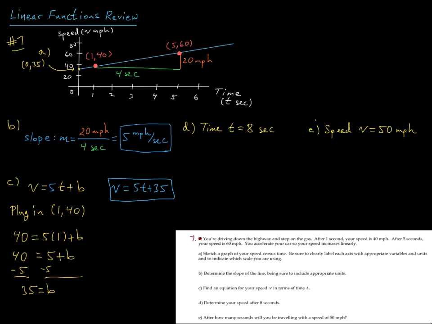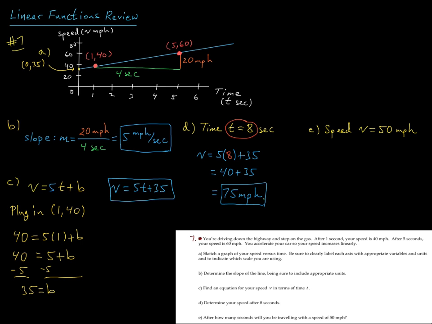All right. Part D says determine your speed after 8 seconds. Well, that's just going to amount to plugging in t equal to 8, right? So go ahead and do that here. So I'm going to multiply the 8 by 5 and then add 35. And so this is 40 plus 35. So that's going to give us a speed of 75 miles per hour after 8 seconds.